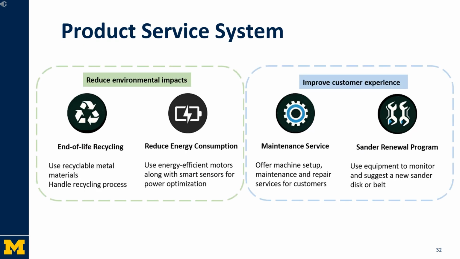For the design for product service system, we have 2 targets. To reduce environmental impacts, we plan to use recyclable metal and handle the recycling process. We also use better motors to reduce energy consumption. To improve customer experience, we offer maintenance services to increase the life of the product. In addition, equipment is used to monitor when to renew the sander disc or belt.